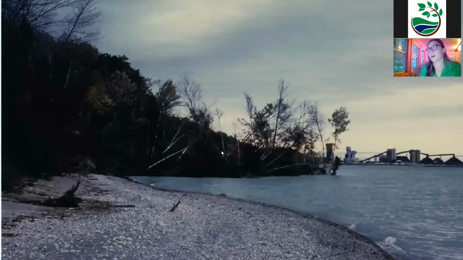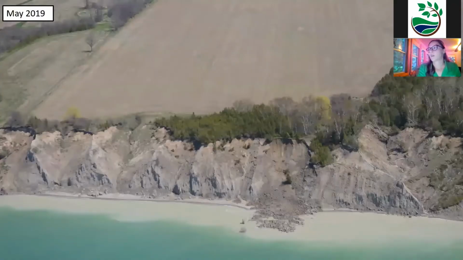But if you were to cut the trees on the bluff, it would definitely speed up the process, which you don't want to do. So keeping the vegetation in place is good, and it does help a little bit, but it will not prevent erosion or a failure from happening. And just some more examples. So again, this is more of like a landslide failure. So just chunks of the bluff sliding into the lake. And this was May 2019.